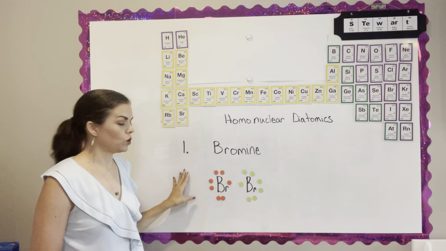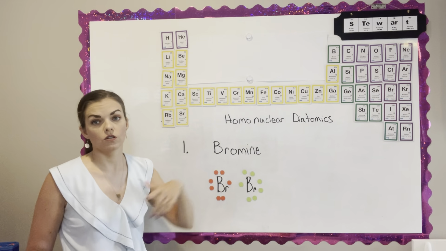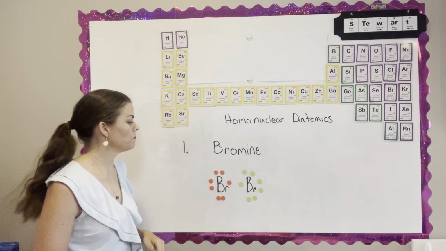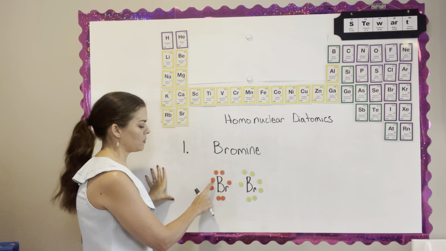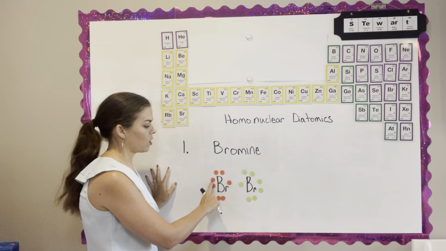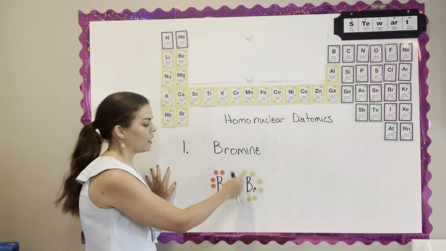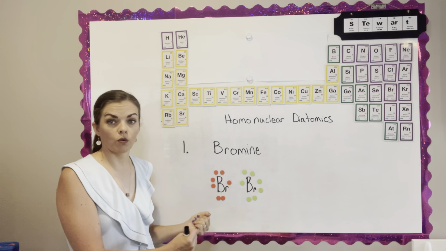Here I have put 2 bromines because bromine is a homonuclear diatomic, so I'm going to naturally have 2 of them. I have put red dots to show the electrons on this bromine, and there are 7 of them, so this would be a Lewis structure of bromine. And then there's the same thing for this other bromine.